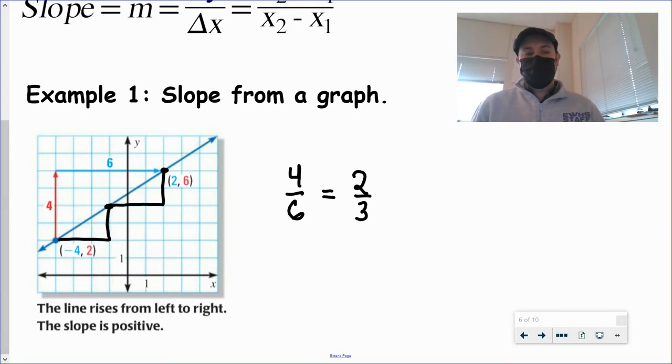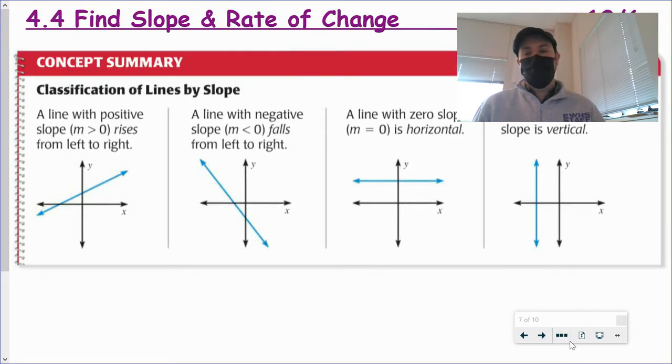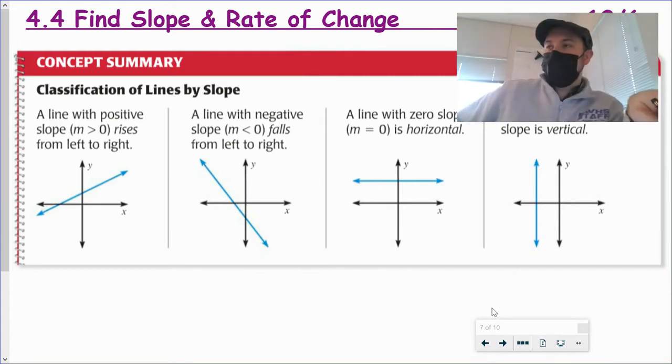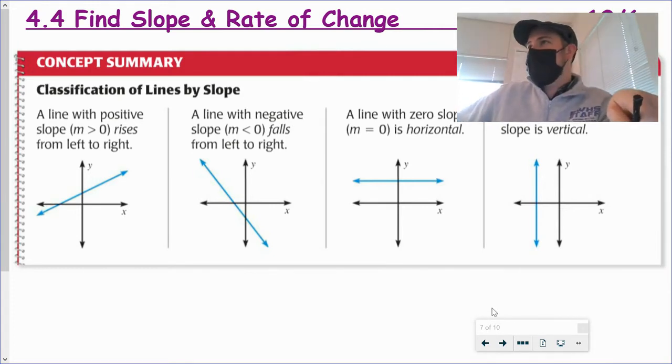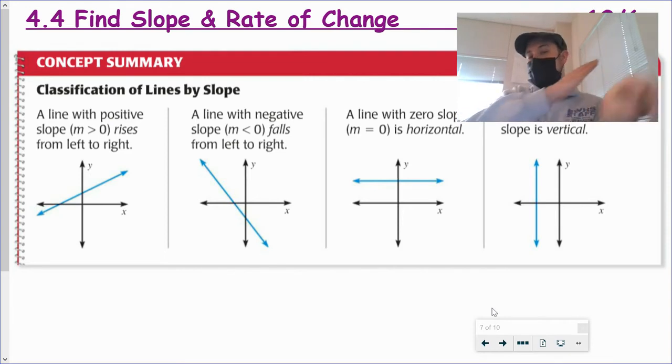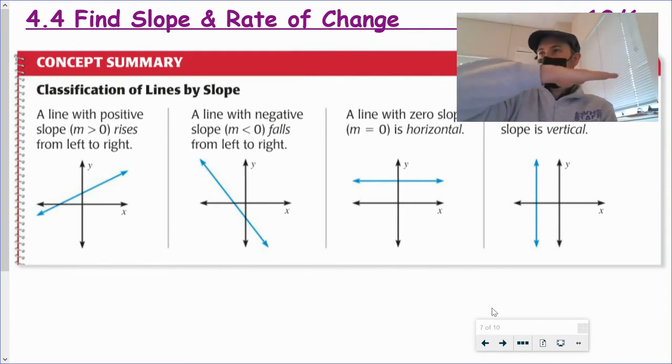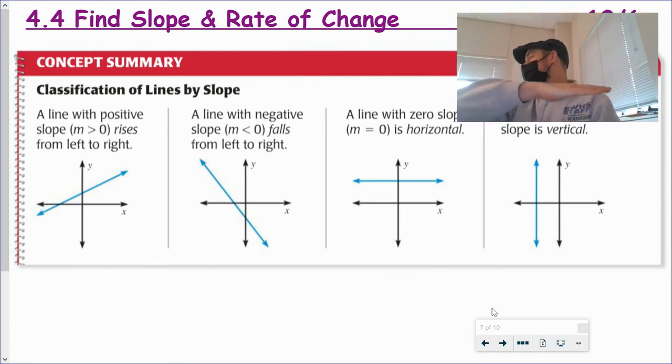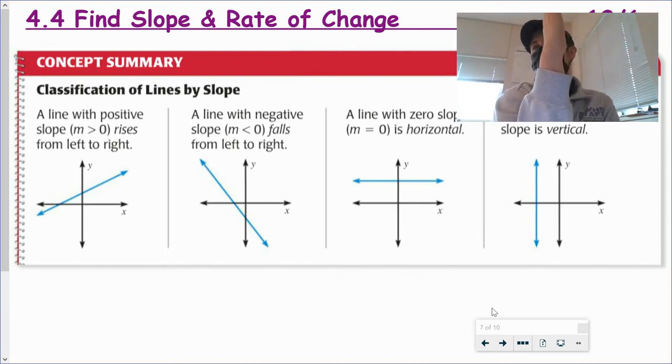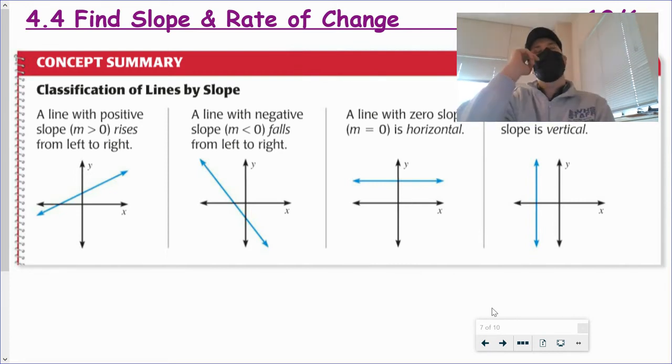So you can pause this if you need to and recapture these notes as needed. Let's continue. We also were able to get to this slide last class where we classified different types of lines according to their slopes. So you can see we have a positive slope, a negative slope, horizontal, which is called a zero slope, and then vertical, which is called an undefined slope. So those are the four kinds of slopes that we were able to capture in our notes last time.